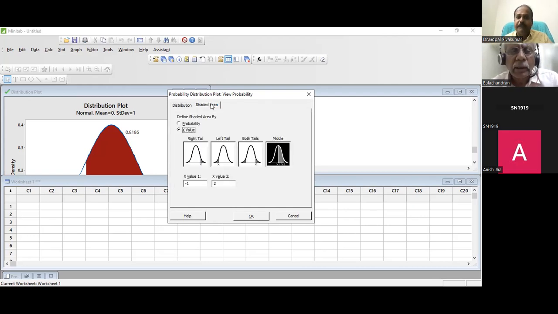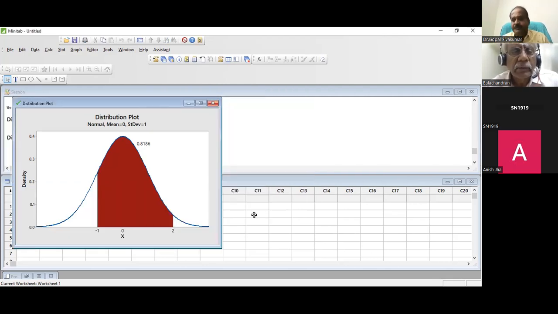Now I go to shaded area. Which one should I choose here? The middle one, or left side, or right side? Middle one. Area within means the middle one. Yes. And what is your X1 value? -1. X2 value? 2. In this manner, you can get the area for anything. If I give 1.5, 2.5 also, without going through any confusion, Minitab will give the clarity, right? So in this case, -1 and +2 I have given. I am giving OK. Now that has given me the answer.